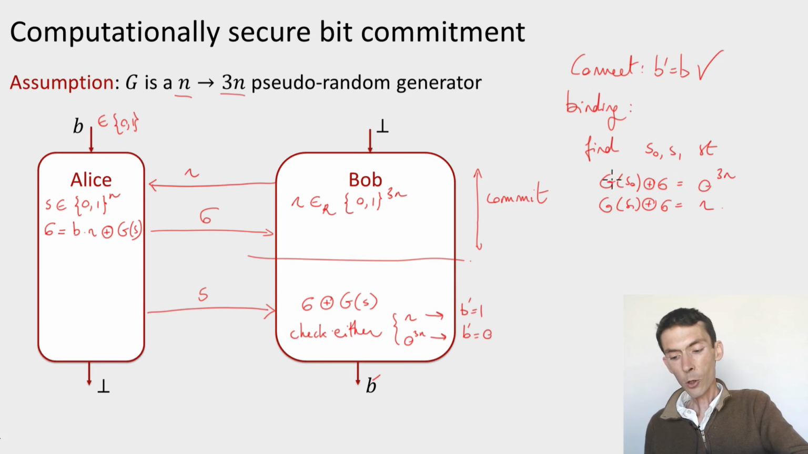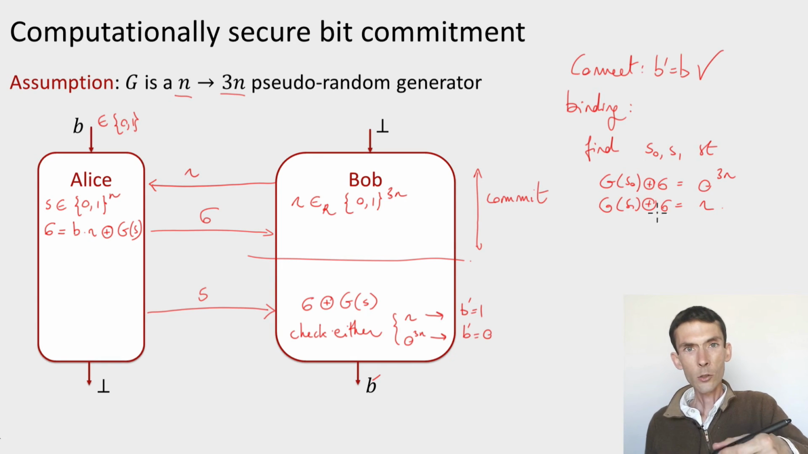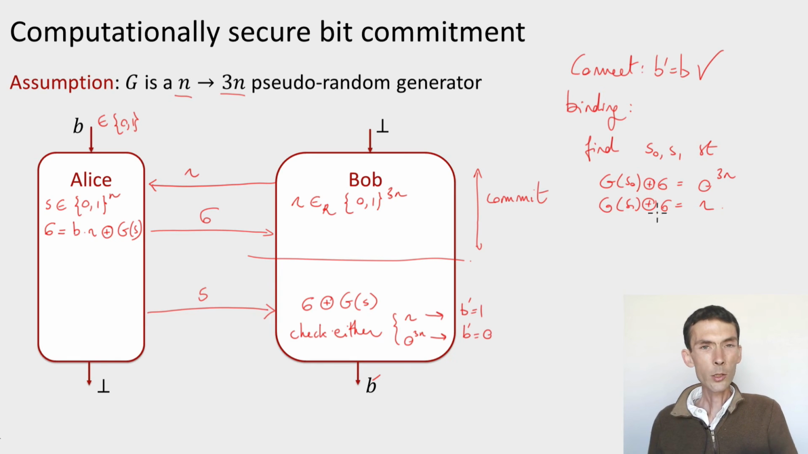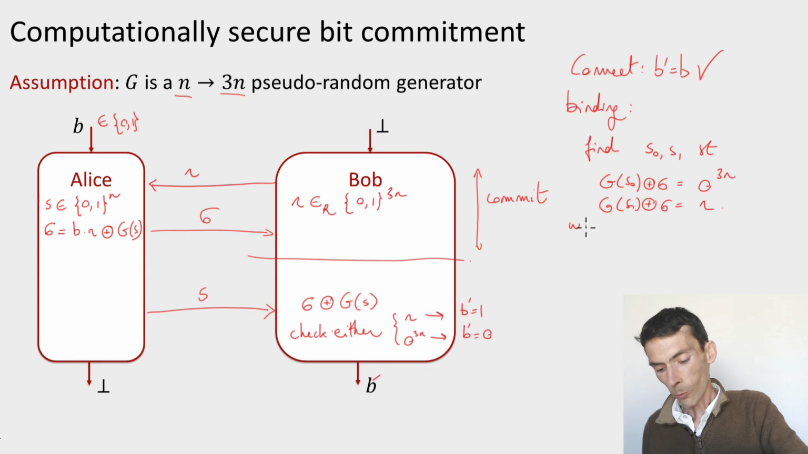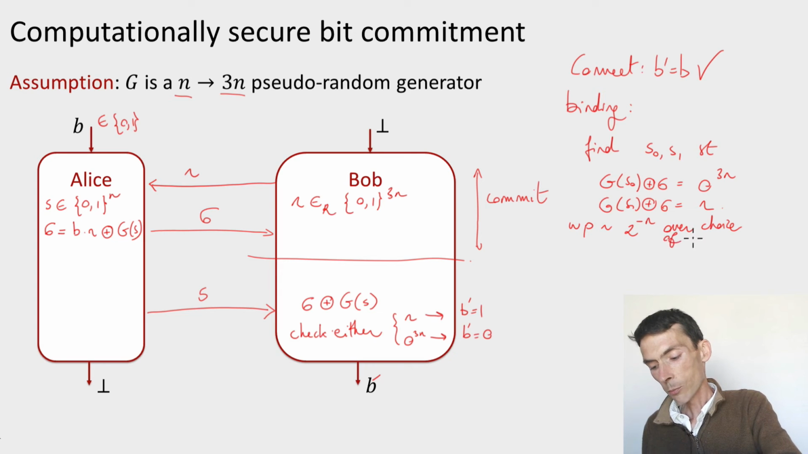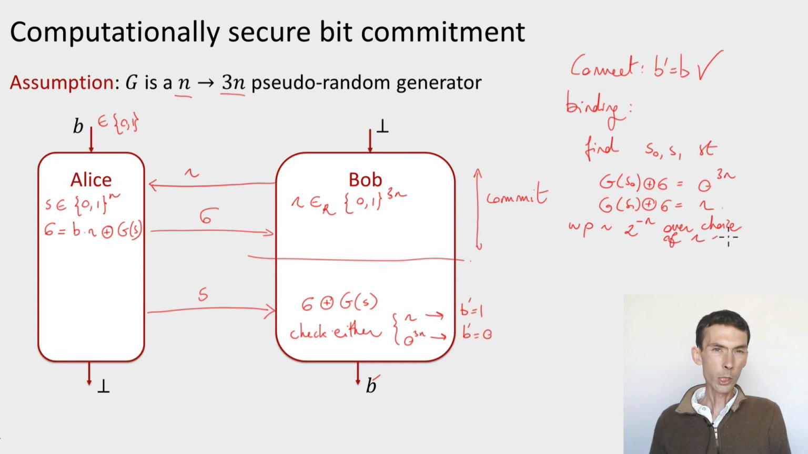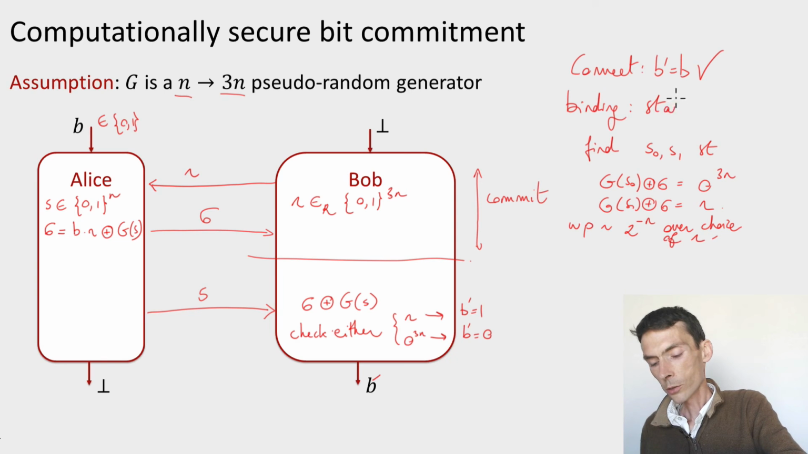So the chance that this is possible, meaning the chance that you could get the parity of g of s0 and g of s1 to be equal to r, is only going to be about 2 to the n divided by 2 to the 3n. So this will only happen with probability about 2 to the minus n over the choice of r. And so as long as Bob chose this r honestly, meaning uniformly at random, then there's very little chance statistically that Alice is able to find that there even exist two strings s0 and s1 that would let her open two different bits. So the binding property holds statistically.